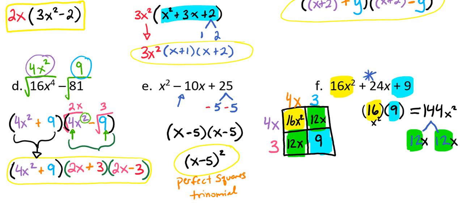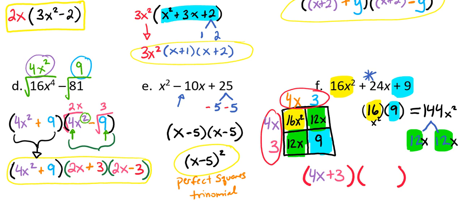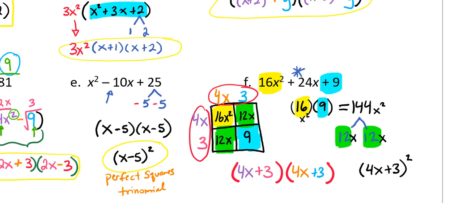So now we can take our pieces here and here, and we can write those into our parentheses. So we had a 4x, and we have a positive 3, and we had a 4x, and a positive 3. And it doesn't matter which box you write it in. And we notice that both of these pieces, these binomials, are the same. So we can rewrite them just the same way we rewrote example E. And this has now been fully factored. And this is also called a perfect squares trinomial.